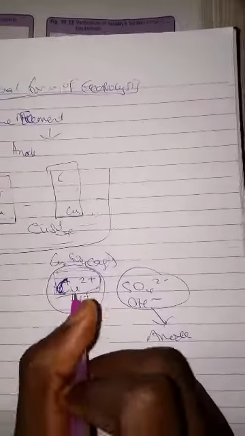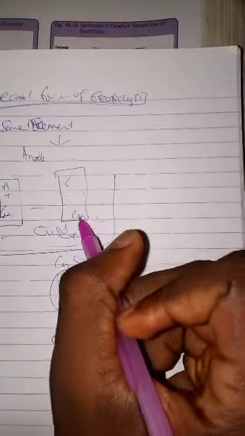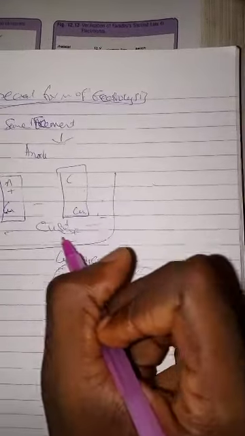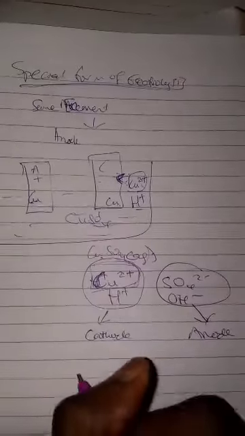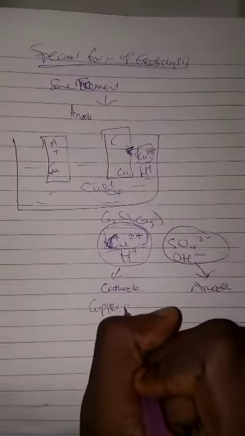Copper is lower. So copper will be discharged. In this place we have copper 2 ions and H plus. So this copper 2 ion will be depositing on this rod. It will be deposited. So copper 2 ion will be discharged. Then we have copper deposits.